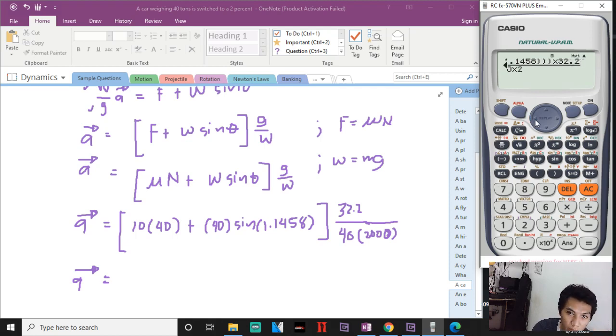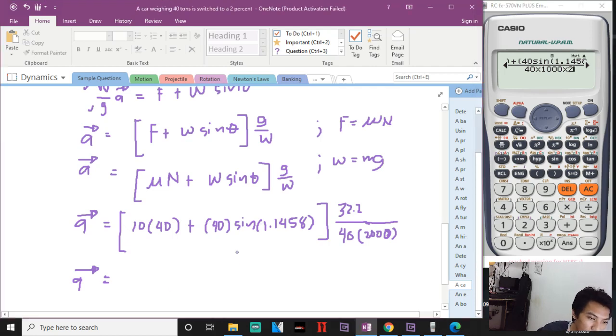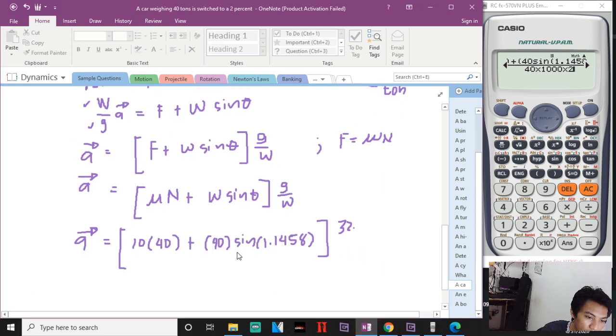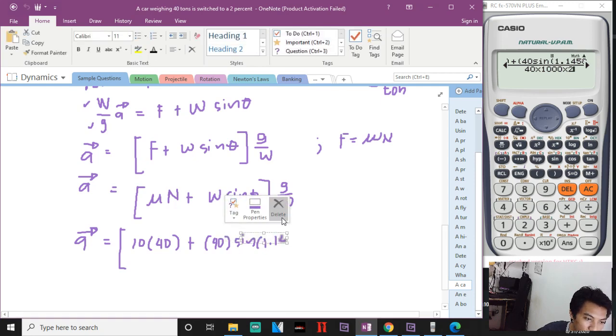Mali, mali. Mali dyan. 40 sin 1. Hindi ko na-convert yung loob. Naging 40 pa rin siya. Convert mo pa yung loob.